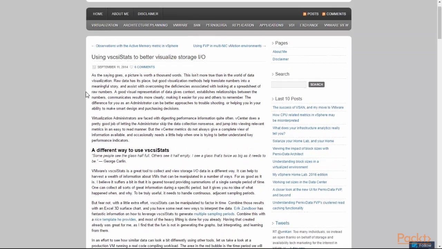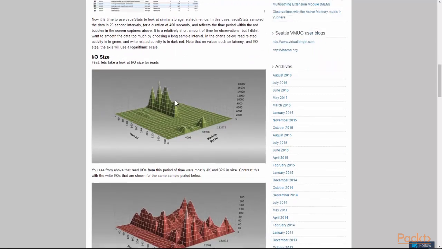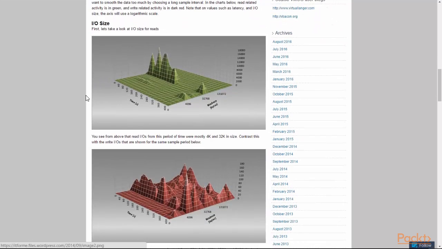So I actually like this site a lot. This is the vmpeat.com site, and if you look at this specific page, which is for using vscsiStats to better visualize storage I/O, just to give you a flavor for the kind of things that can be done from the files that can be exported.